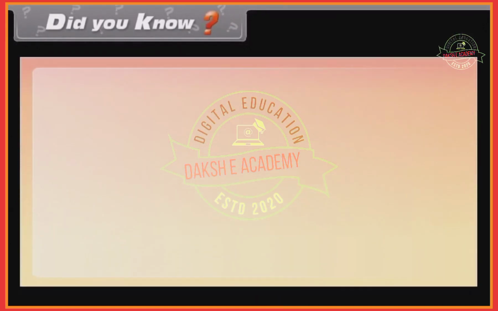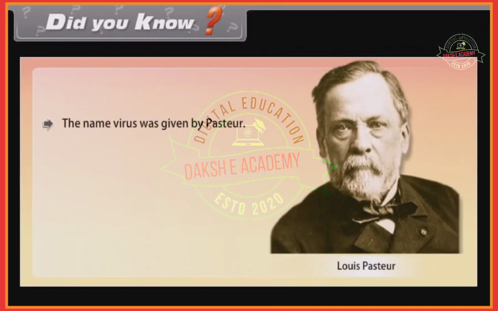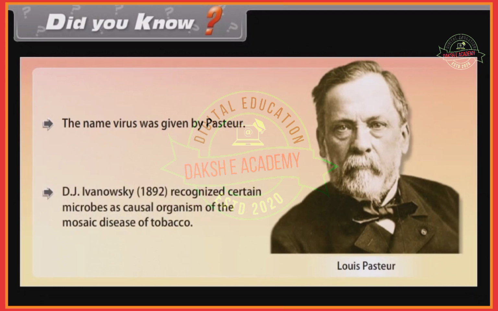Did you know? The name virus was given by Pasteur. D.J. Ivanovsky, in 1892, recognized certain microbes as the causal organism of the mosaic disease of tobacco.